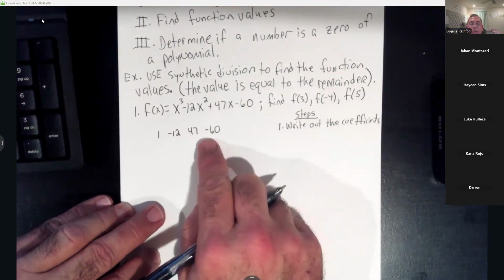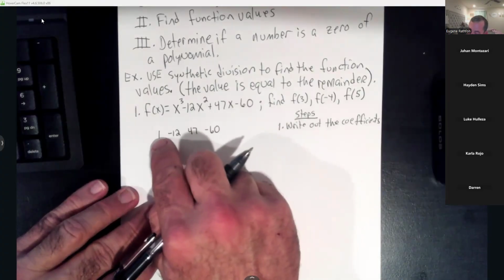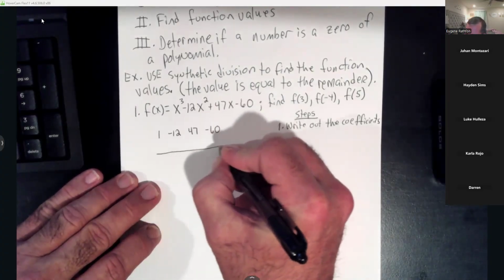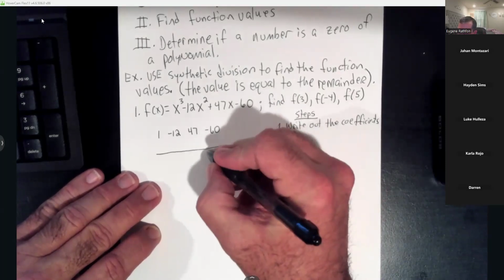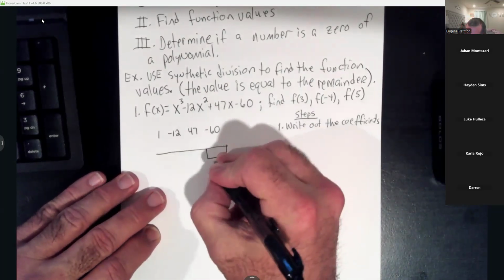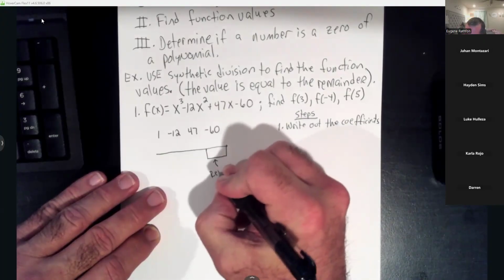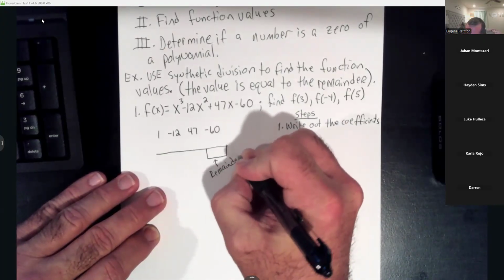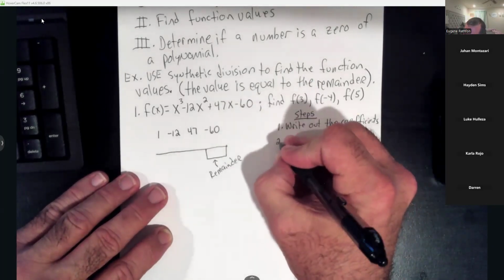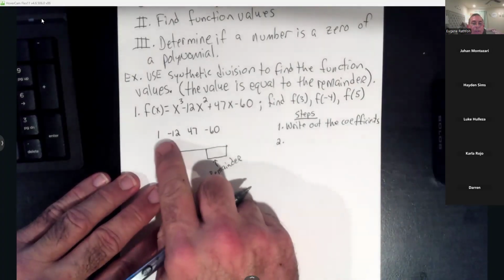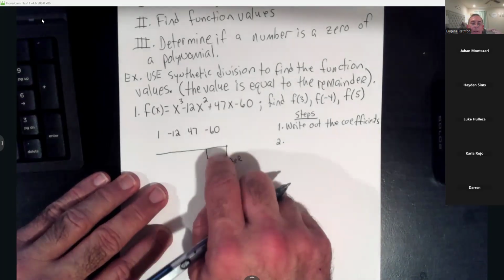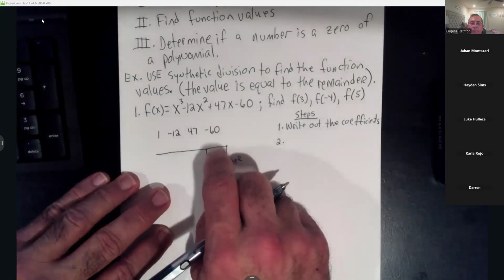Now, once I write out the coefficients, I'm going to leave a little space in the middle, and then I'm going to draw a line under that. And under that negative 60, I'm going to make that like a box. This right here, this box, is going to be the remainder. So write out the coefficients, leave a little space, and then draw a line and box in the part of the line under the last number.